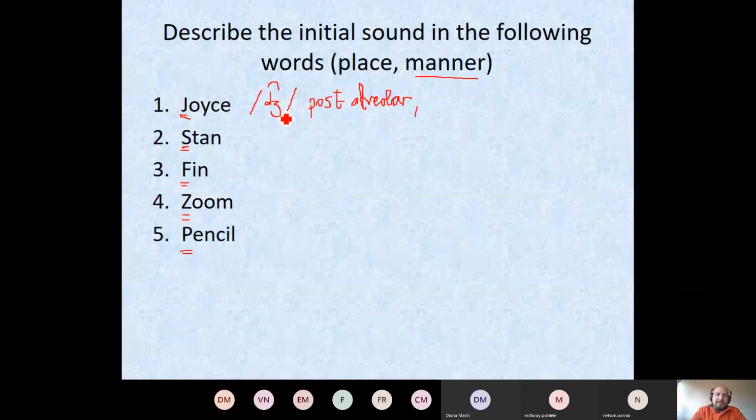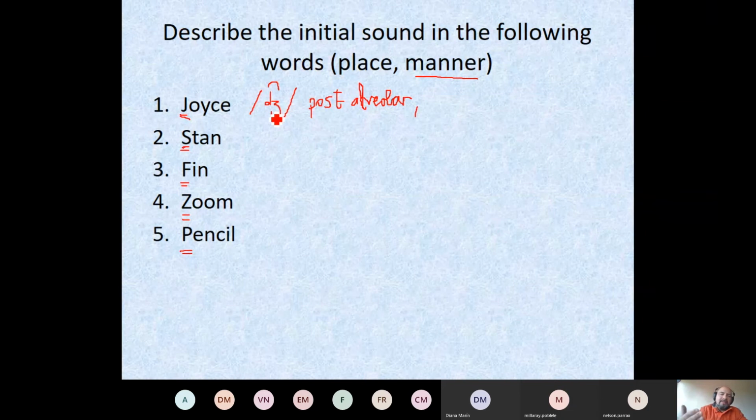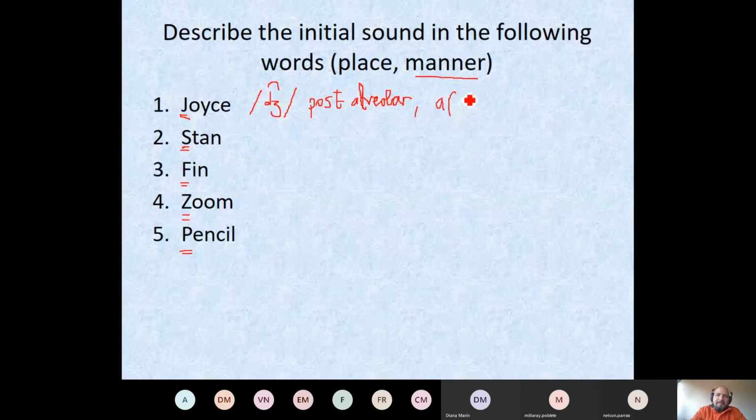So that's one difference. And this one, j, you cannot repeat this sound on and on, right? Because you have to stop and then release the air. You make a stop and release the air, okay? This combination of a stop and a fricative, right? It's called affricate.